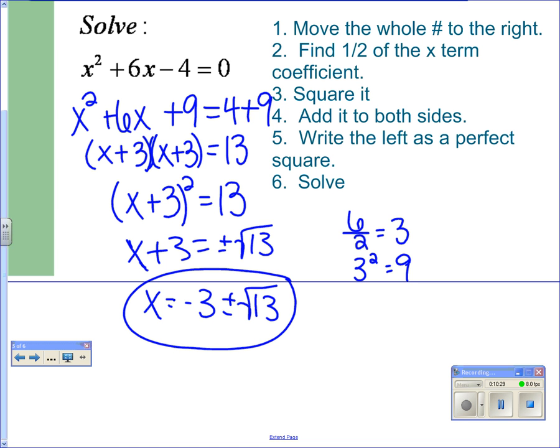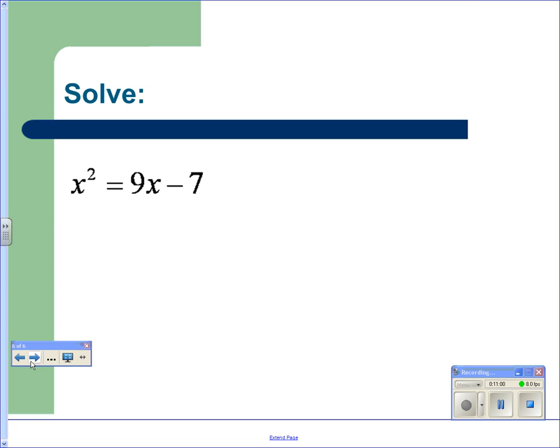Does that make sense? So what you have to learn to do is basically that part. Because once you get it into something squared equals a number, you know what to do. Any questions so far? It's not hard. It won't always be a 3. No, there will be fractions.